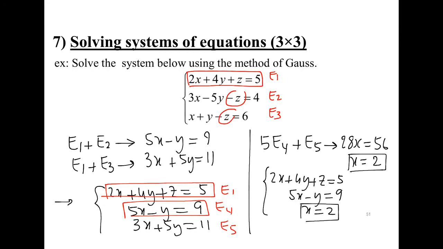From this equation we have x equals 2. We replace it in E4, and then we solve for y. We should obtain y equals 1. Then we replace x and y by their values in the first equation, and we should obtain z equals -3. So the solution set would contain the triplet (2, 1, -3).